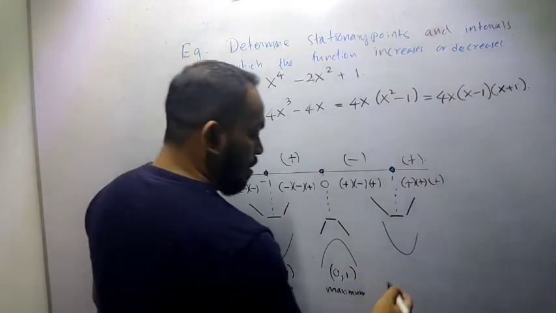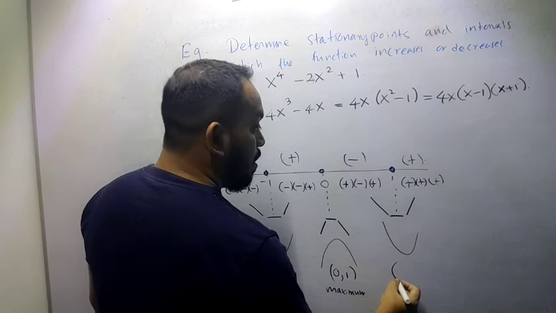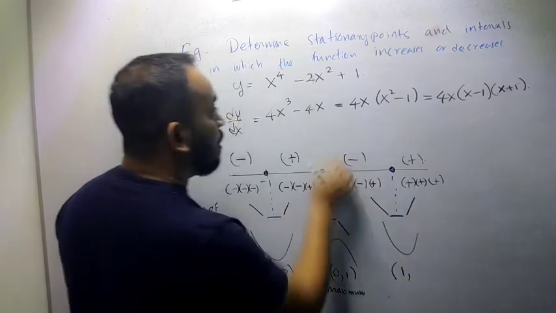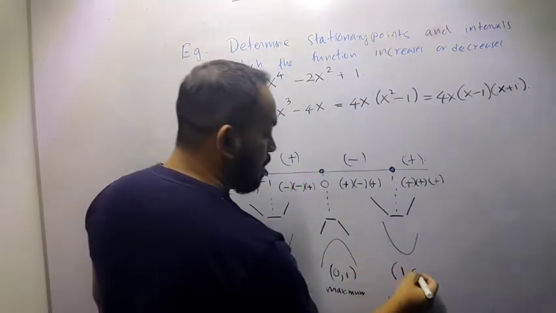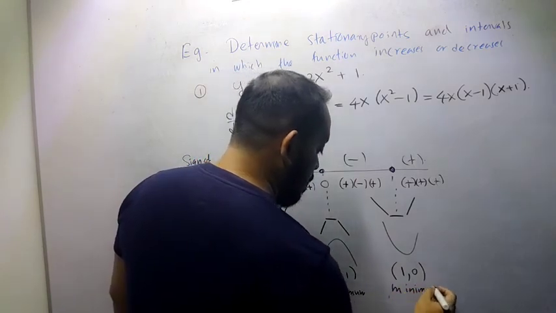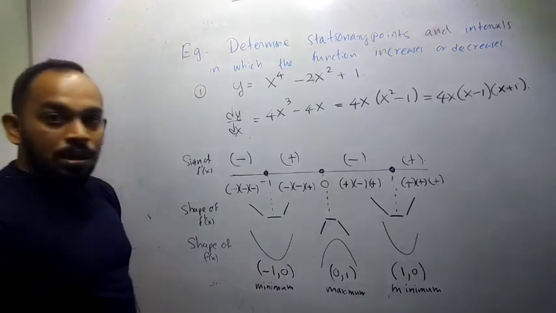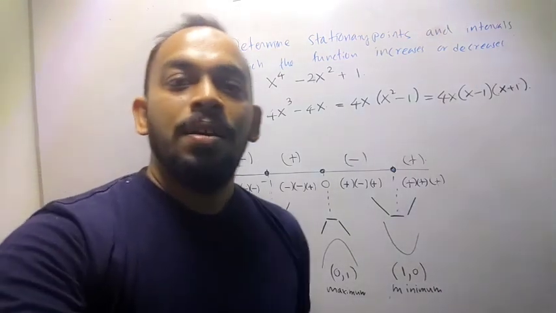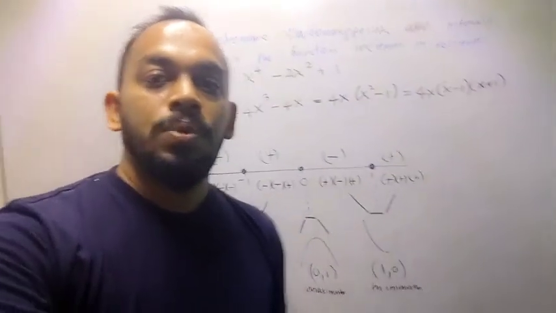Then here we have the x value is plus 1. Again, if you put plus 1, we get 0. This would be a minimum. So we are still not sketching any curves, we are just simply building up to it.